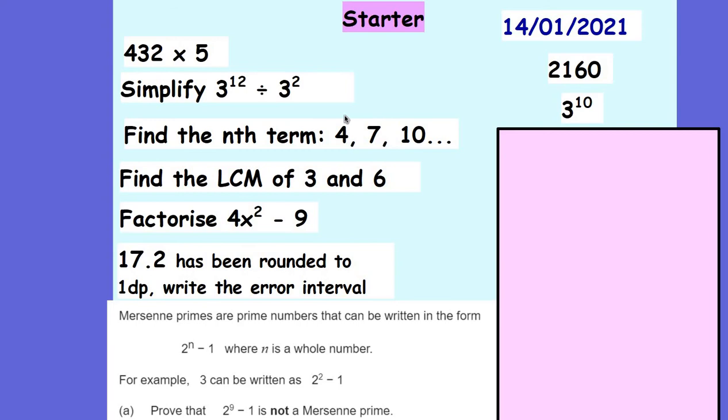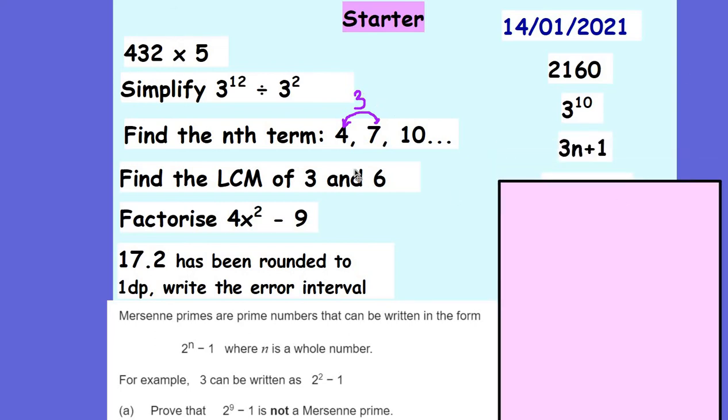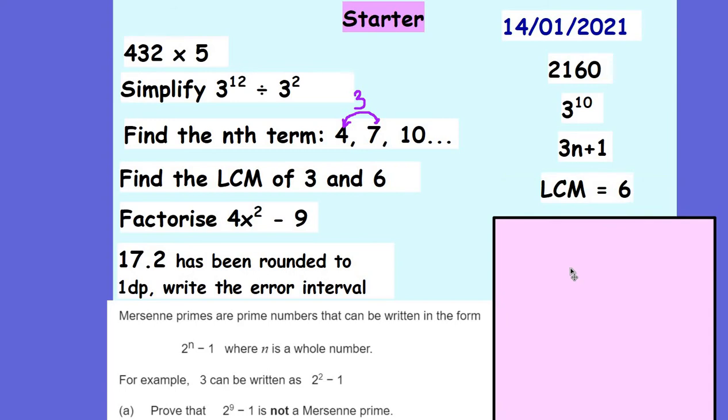Finding the nth term, the number in front of n is the difference between the terms. In this case, the terms have a difference of 3. So we know it's going to be 3n plus something, and it's going to give us 3n plus 1, because to go from the 3 times table, we need to add 1 to get this sequence. Finding the lowest common multiple of both 3 and 6, that's going to be 6, because 6 is a multiple of both 3 and 6, and that's the lowest one.